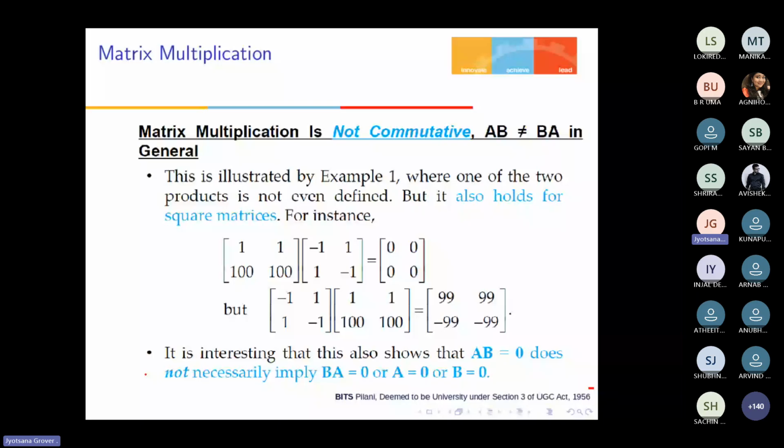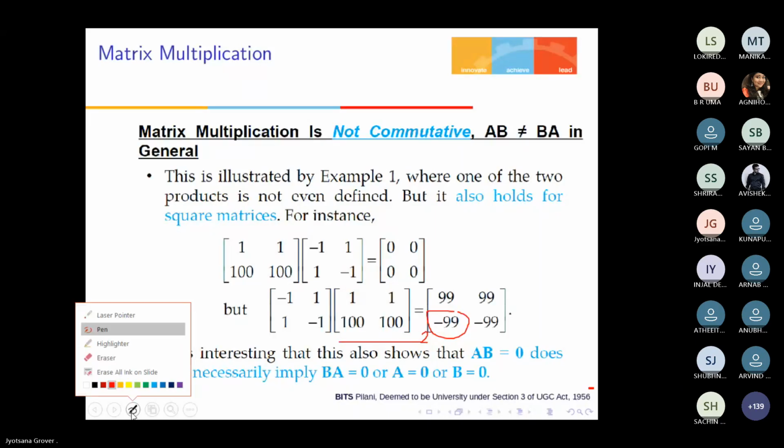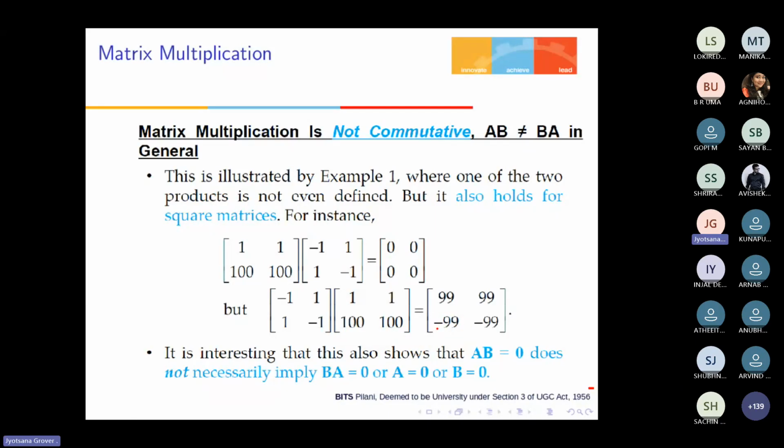What is this element? Don't feel shy. This is the second row and first column, so second row of the first matrix and first column of the second matrix. What will you get? Tell me what is the value? 1 minus 100, that is minus 99. Similarly, you can do this.